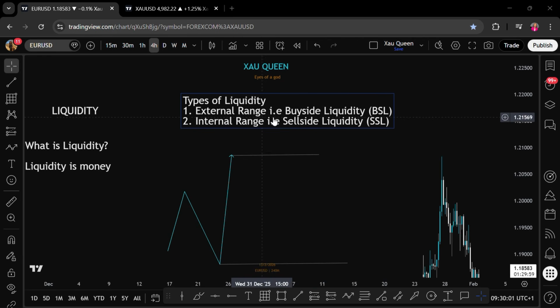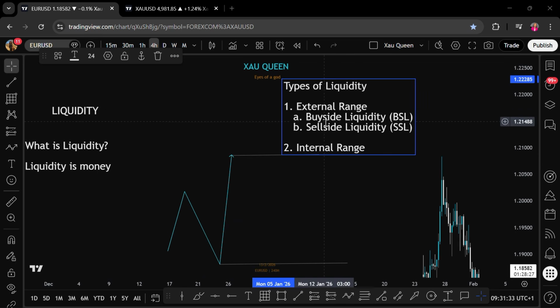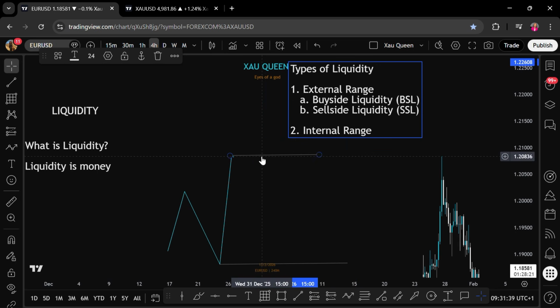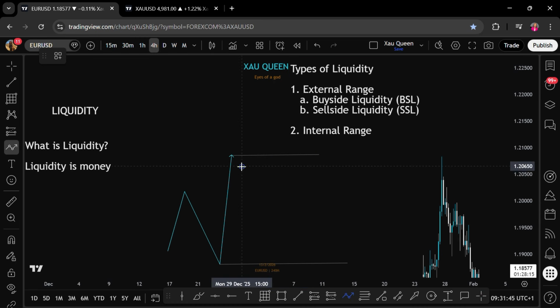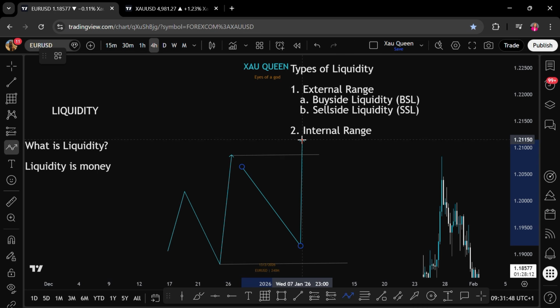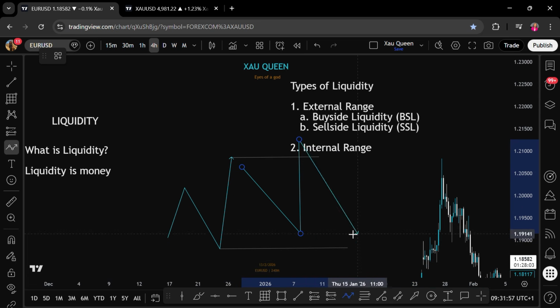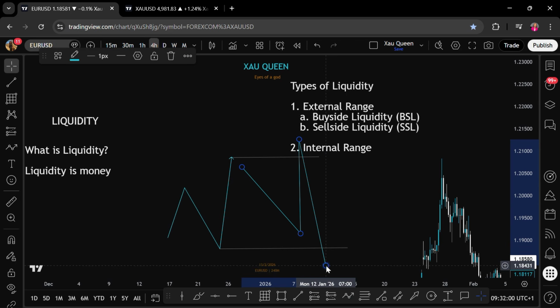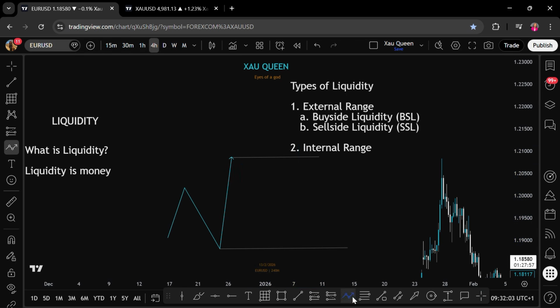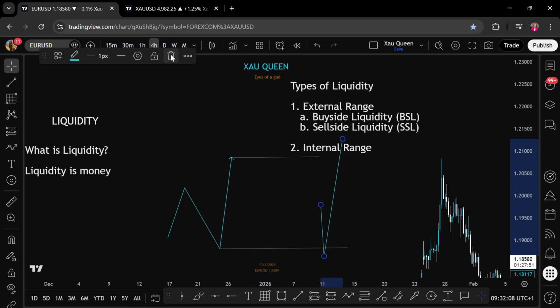Now, another name for our external range liquidity is buy side liquidity, which is this one, our swing high. It is buy side liquidity because it is liquidity that buyers will take. It is the liquidity taken when buys are passing through it. Do you get? And this one we call sell side liquidity, because it's liquidity taken when sales are happening. So if you just remember that when sales are happening, the liquidity taken there is sell side, and the one taken when buys are happening is buy side liquidity.